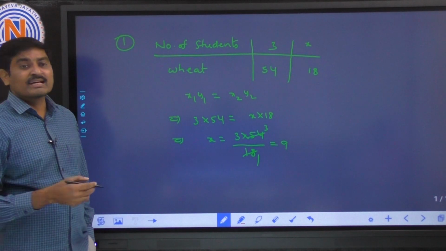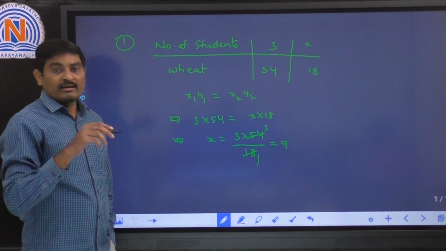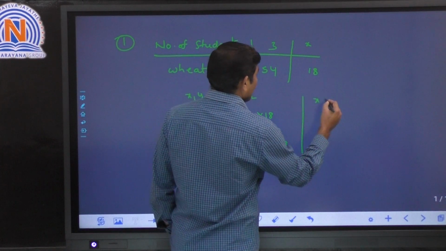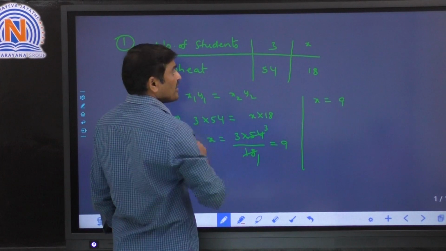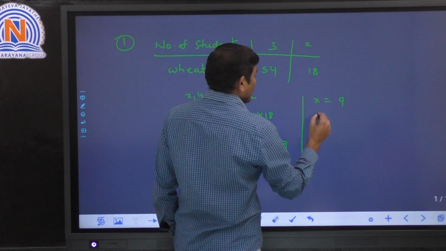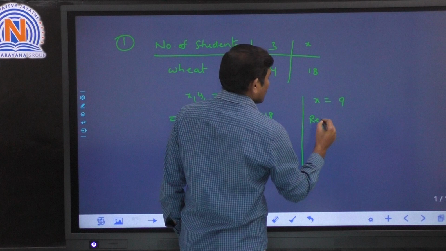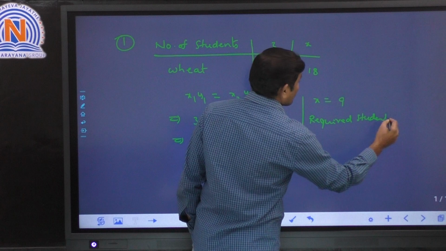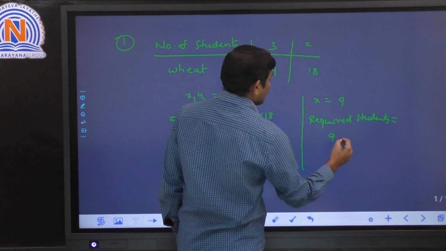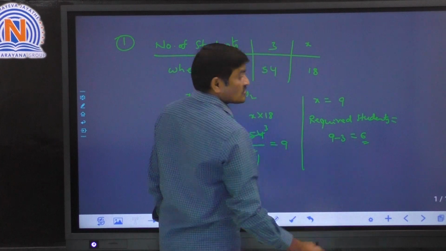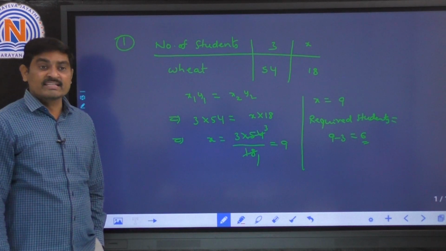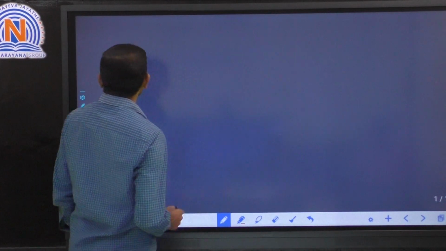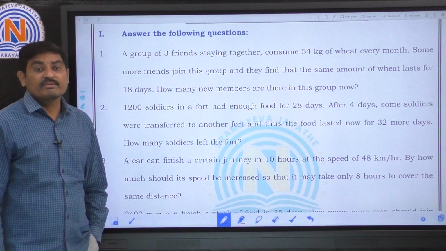So how many students joined in addition to the 3 students? x is equal to 9, but already we have 3 students, so the required students is equal to 9 minus 3 is equal to 6. So 6 more students are joined in addition to that group. Okay, let us move on to the second one.